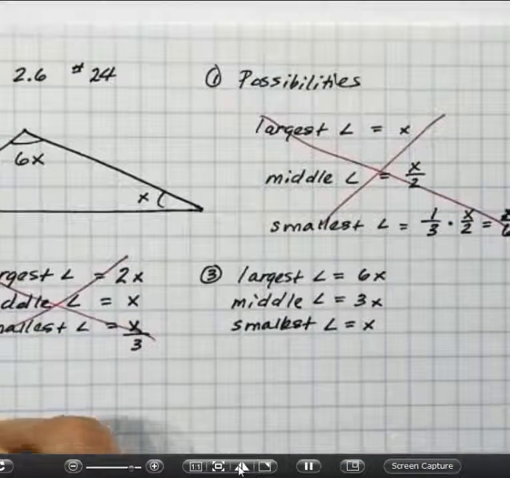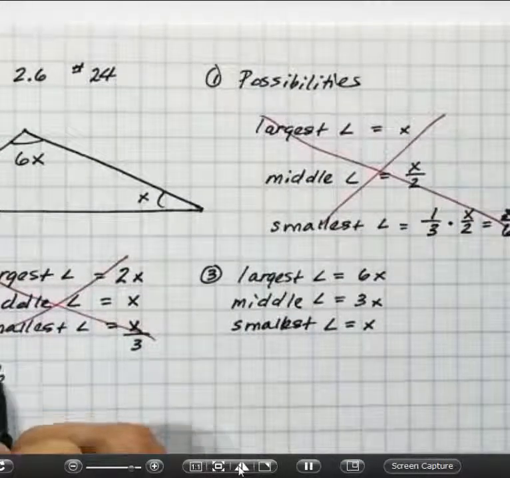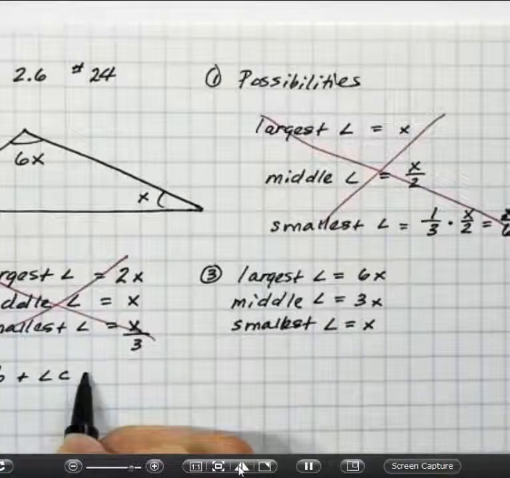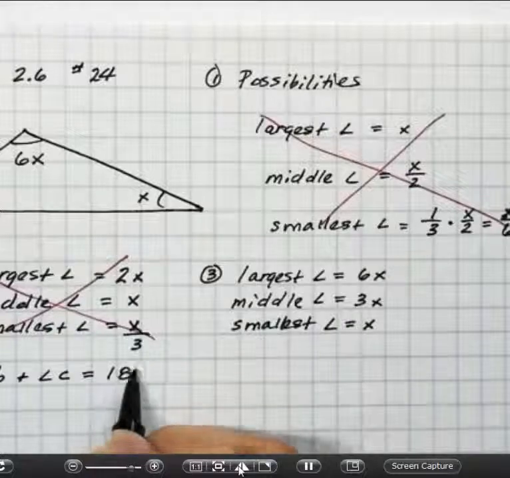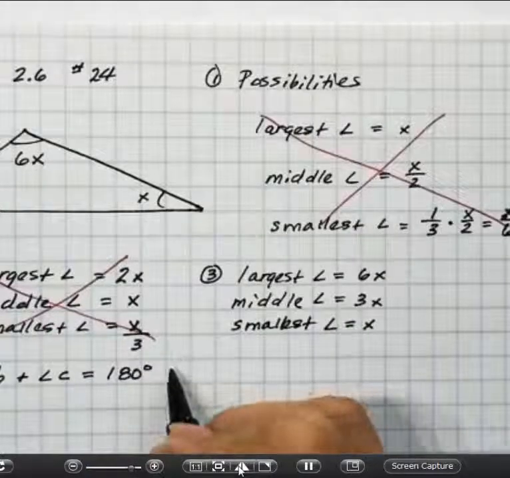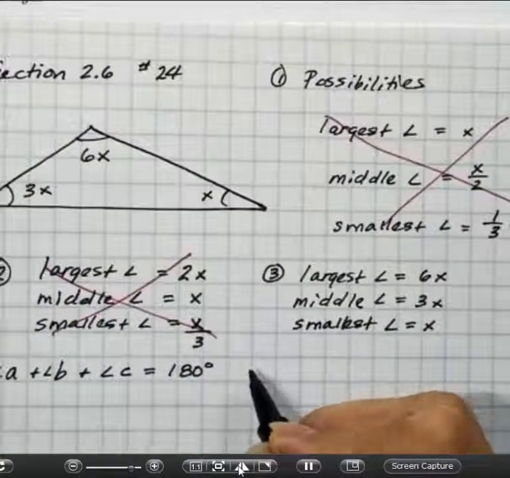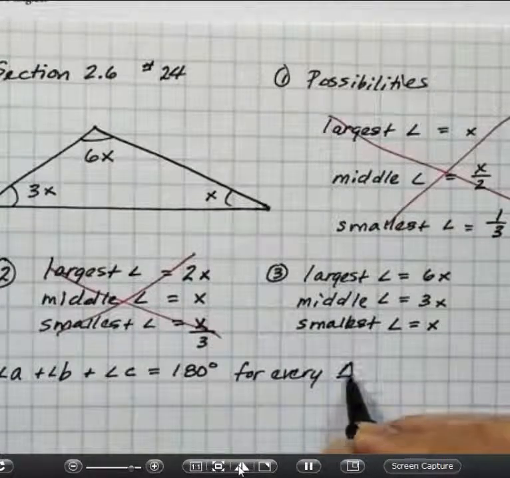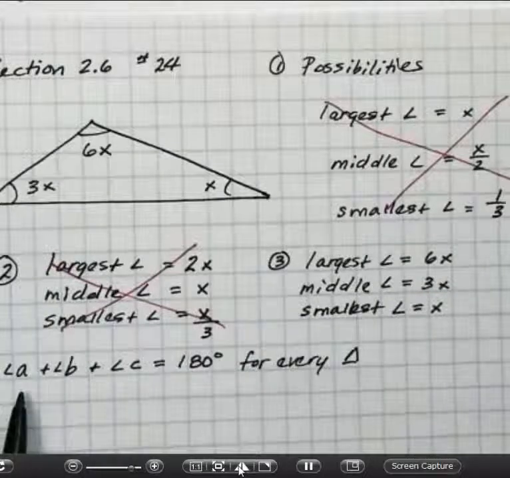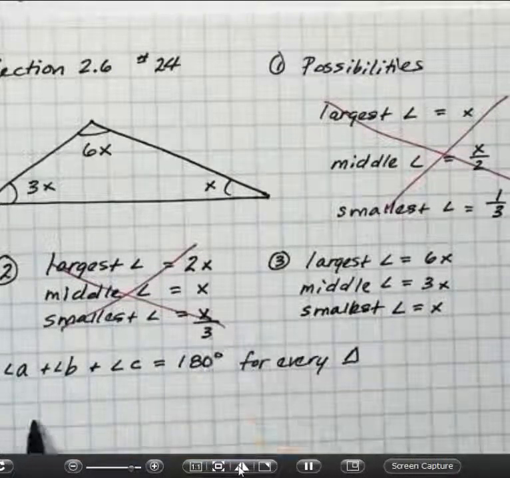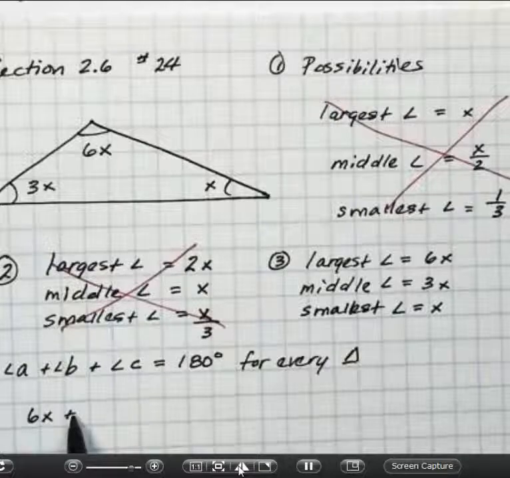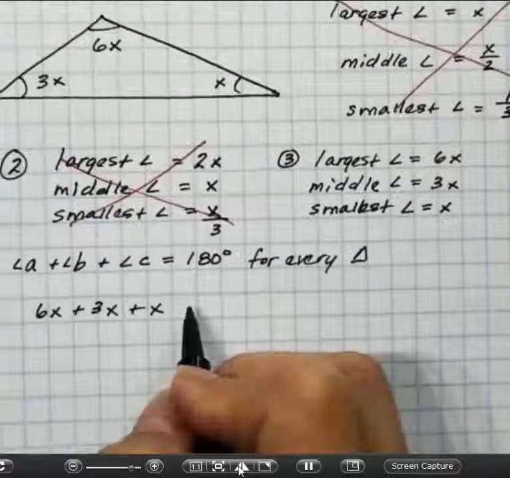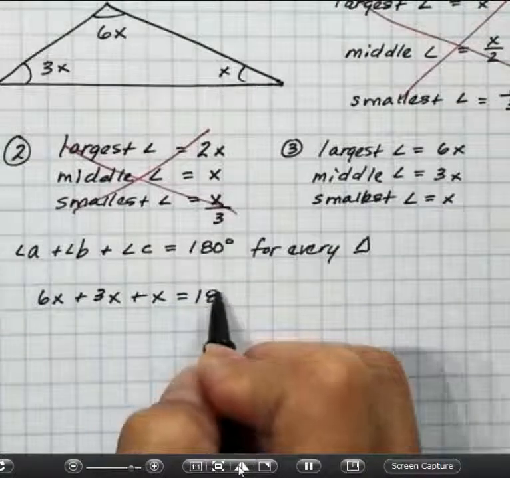So angle A plus angle B, I'm going to put little angle symbols in here, plus angle C has to add up to 180 degrees in every triangle. Alrighty, so given that, I'm going to take all my angles, 6x plus 3x plus x, and I'm going to set it equal to 180 degrees.